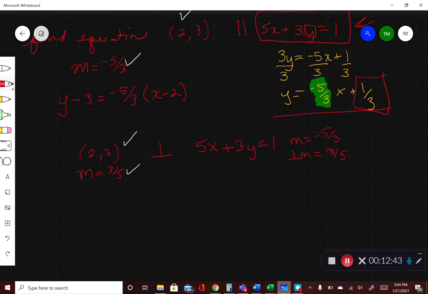And we can plug that into our y minus y1. So we have y minus 3 is equal to the slope, which in this case is 3/5, times x minus 2. And that is the equation of the line that passes through the point 2, 3 and is perpendicular to the equation 5x plus 3y equals 1.